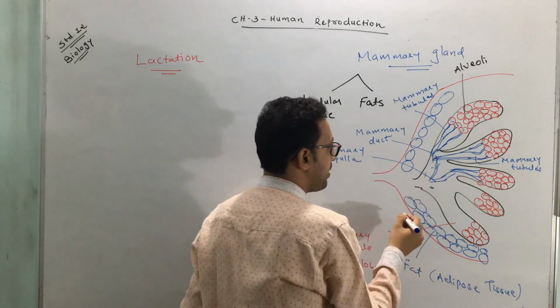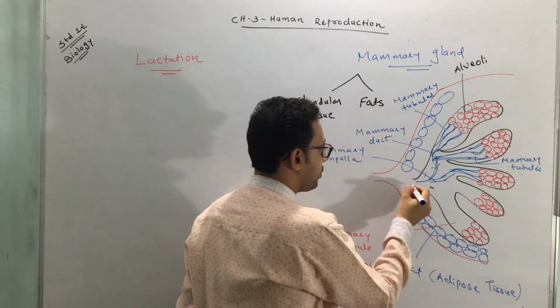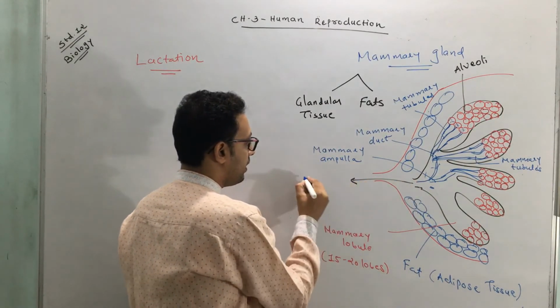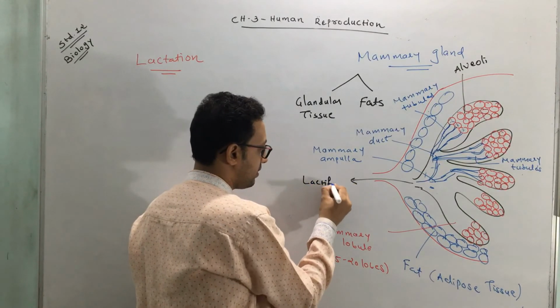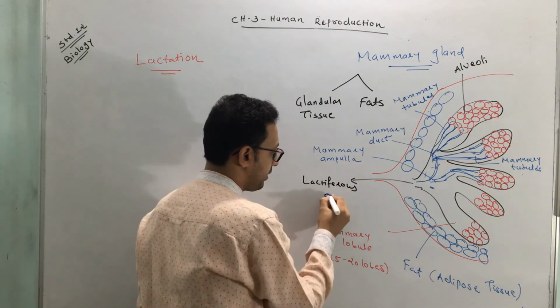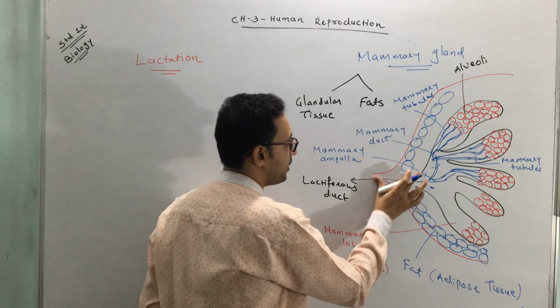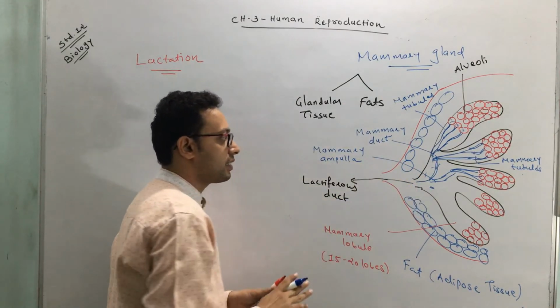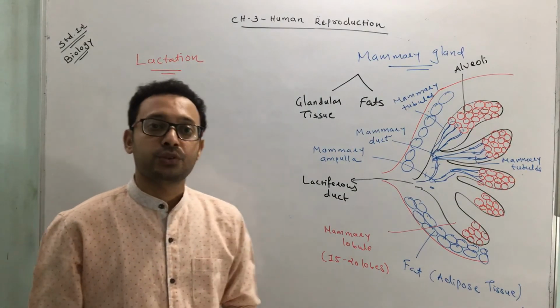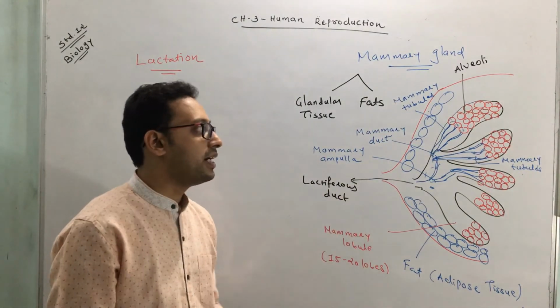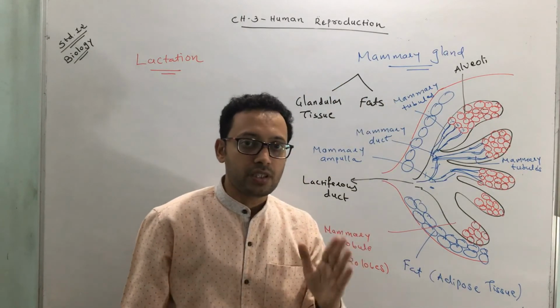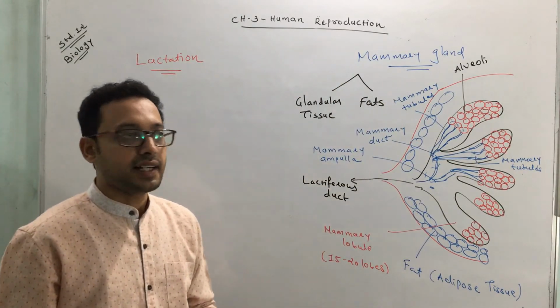This mammary ampulla is connected to a lactiferous duct, and through this lactiferous duct, the milk is sucked out by a baby. Clear? So this is the structure of the mammary gland. Important. It is asked in exams with a diagram.